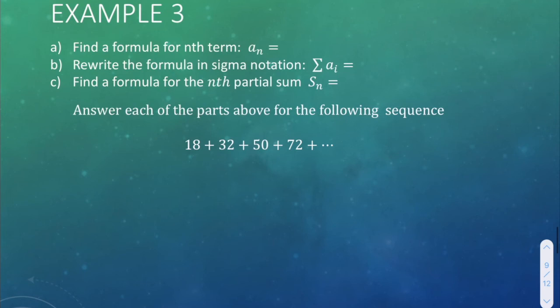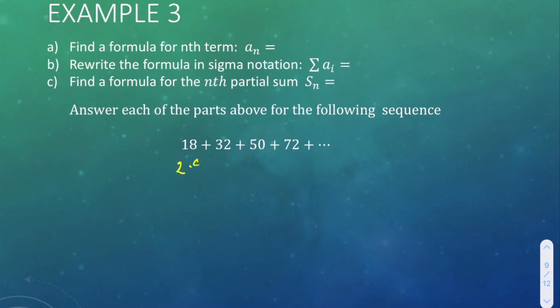So in example 3, now we're talking about this expression here, where we're going to do these three things again, only we have 18 plus 32 plus 50 plus 72 plus dot dot dot to a sub n. So what does a sub n look like then? Well, let's see. I see that I can take out 2, and if I factor out a 2, I'm looking at 2 times 9, 2 times 16, 2 times 25, and 2 times 36. So how about that? We have 2 times a squared number.